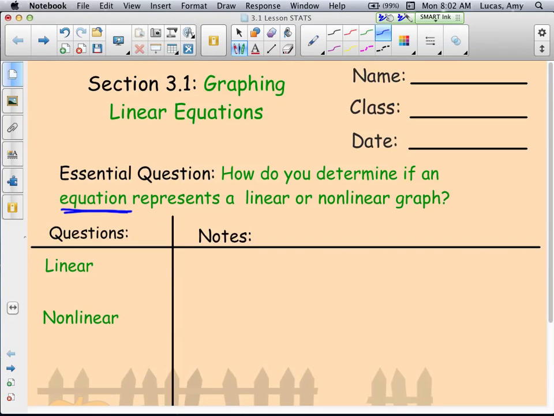To get to that point where you can look at just the equation and not look at the graph, we are going to do some graphing. The word linear, our first vocab word, is the word linear. If you look at the first four letters in the word linear, they spell line. So if something is linear, its graph is a line. If something is nonlinear, the prefix non means not, so the graph is not a line.